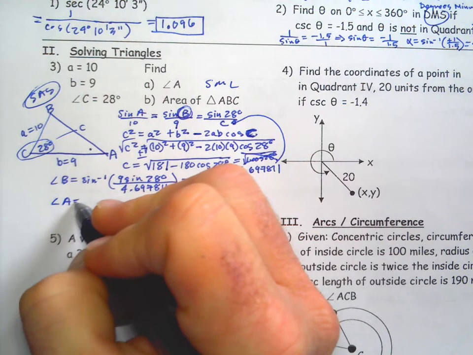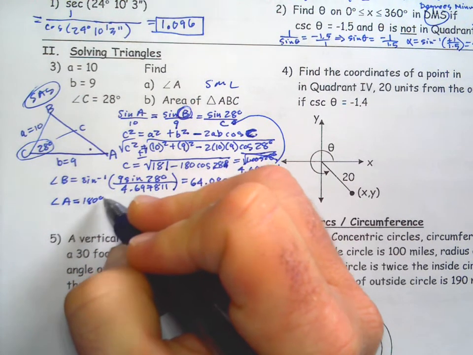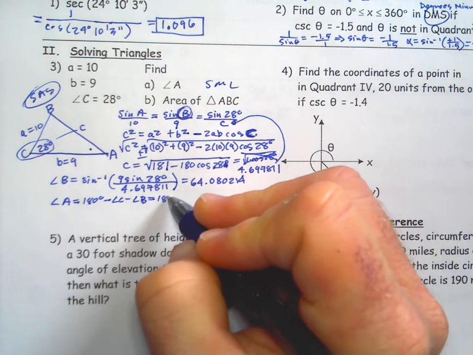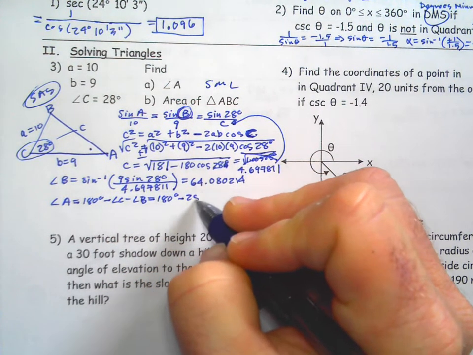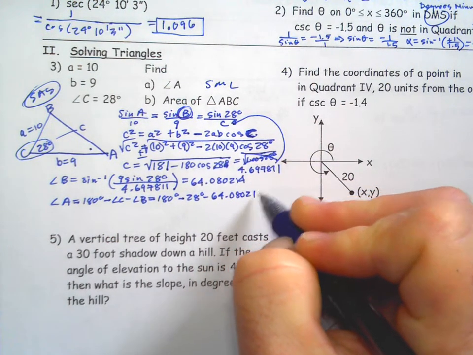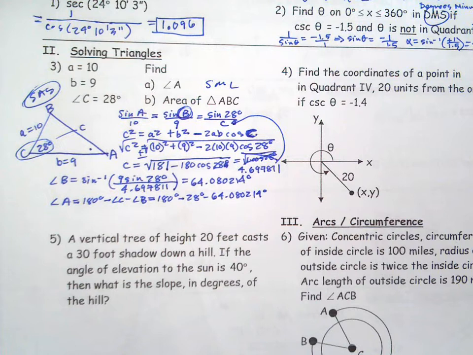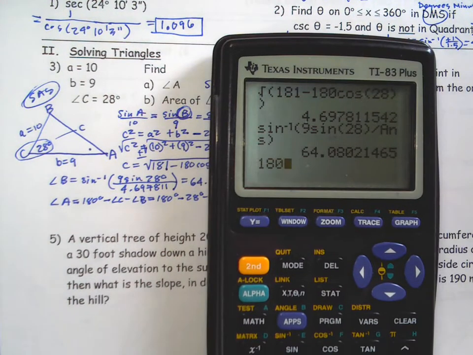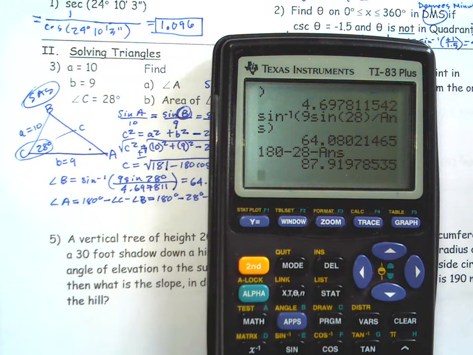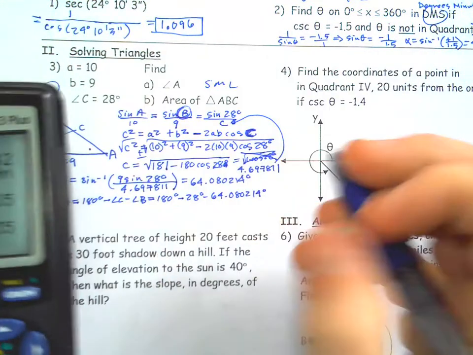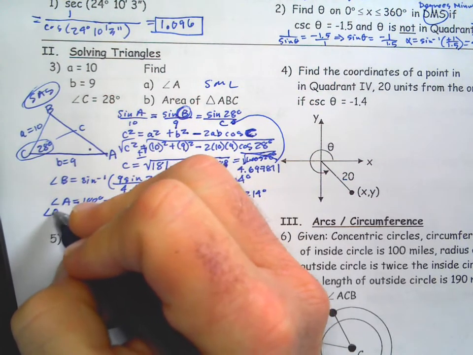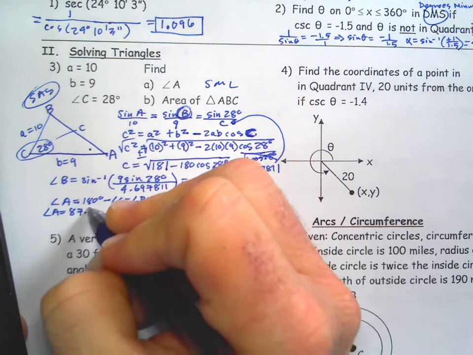Okay. Now we can find angle A. Angle A is going to be 180 degrees minus angle C minus angle B. So 180 minus 28 minus 64.080214. And so that's 180 minus 28 minus the previous answer. Okay, use your calculator to help you not have to type all these in. And so we get angle A is 87.91.